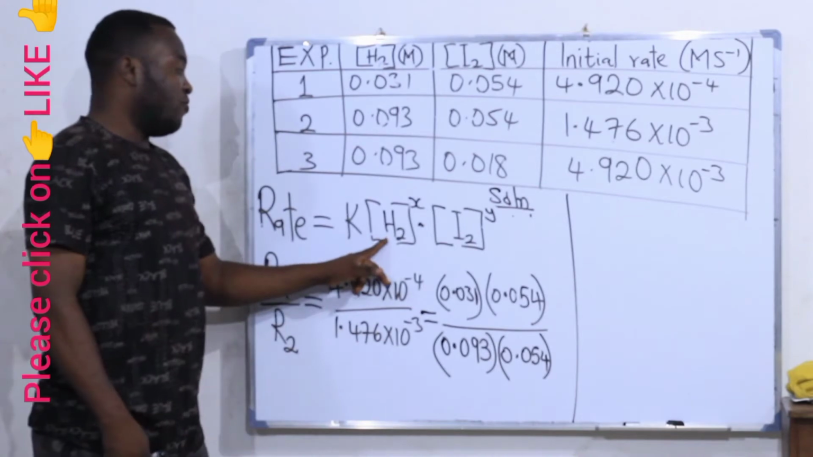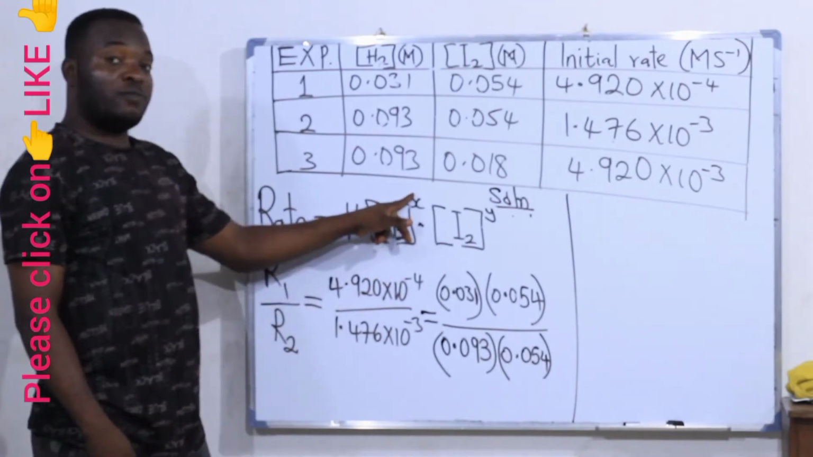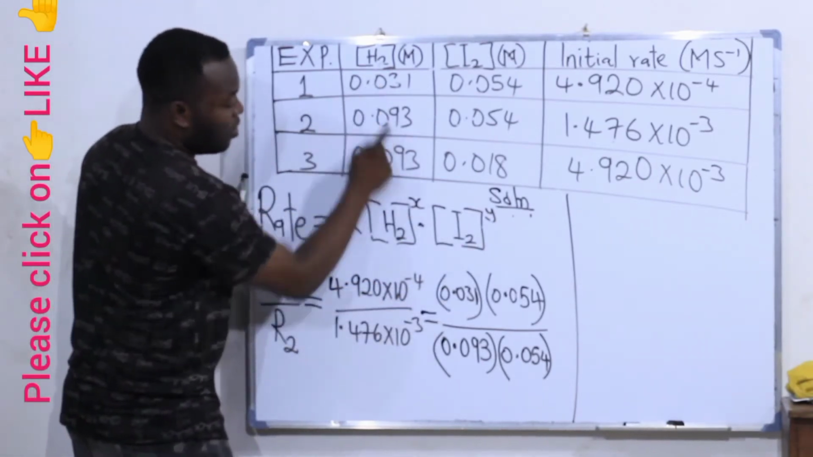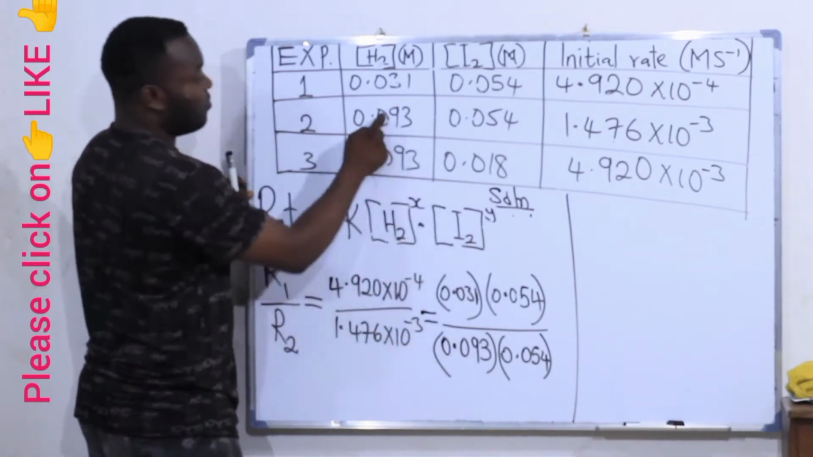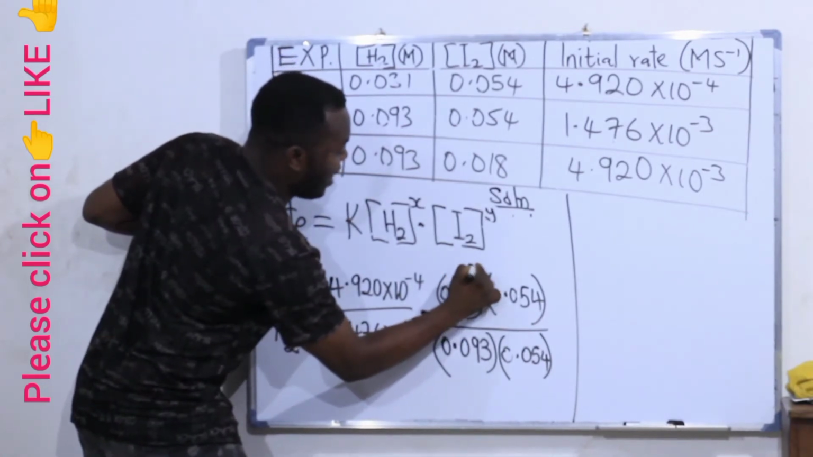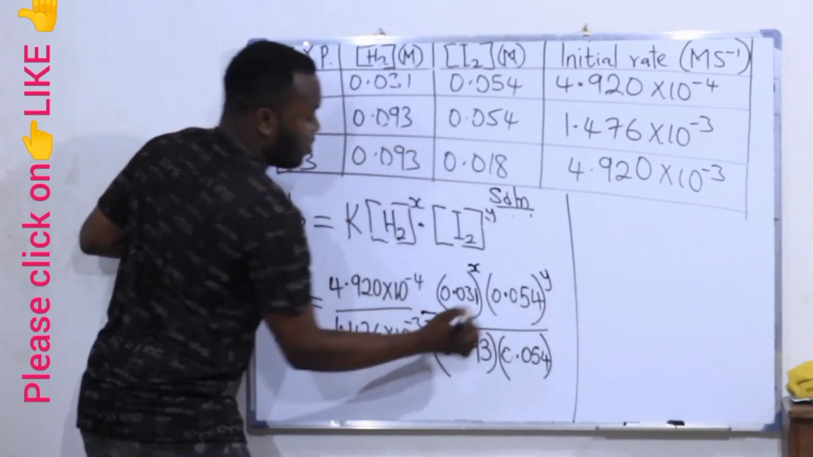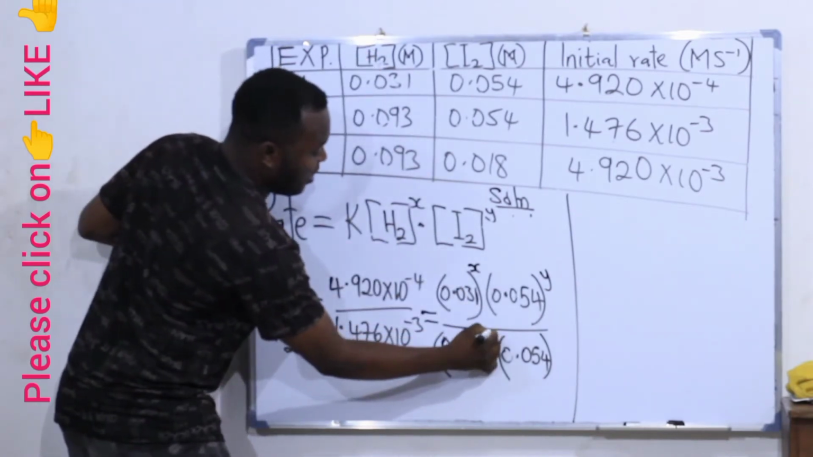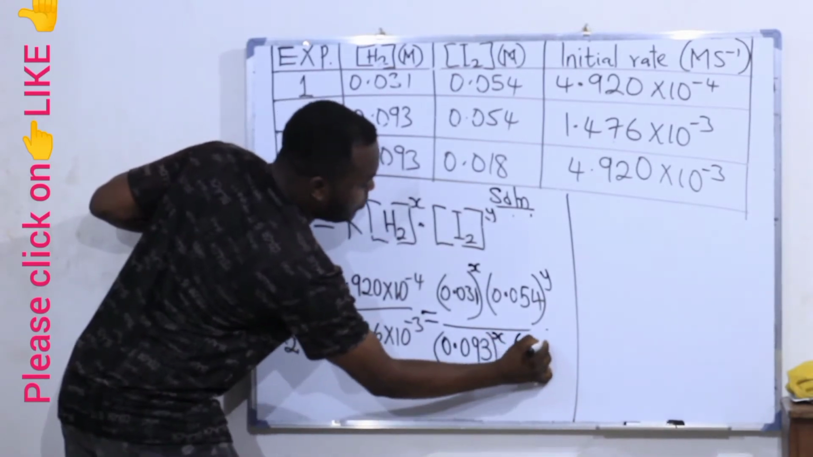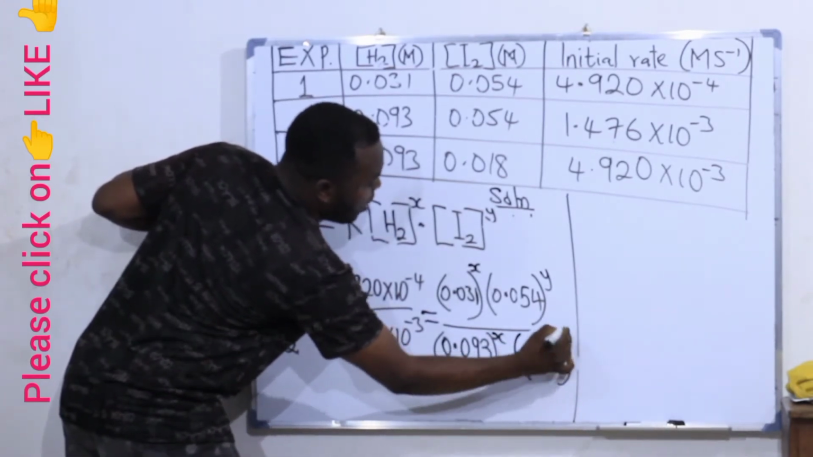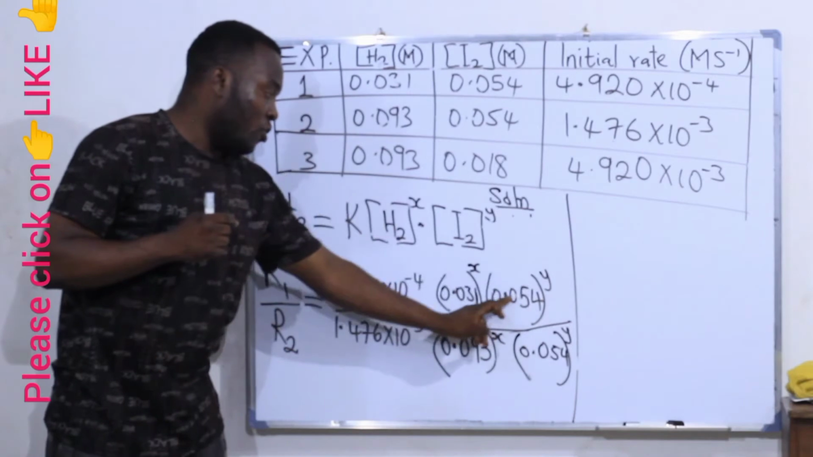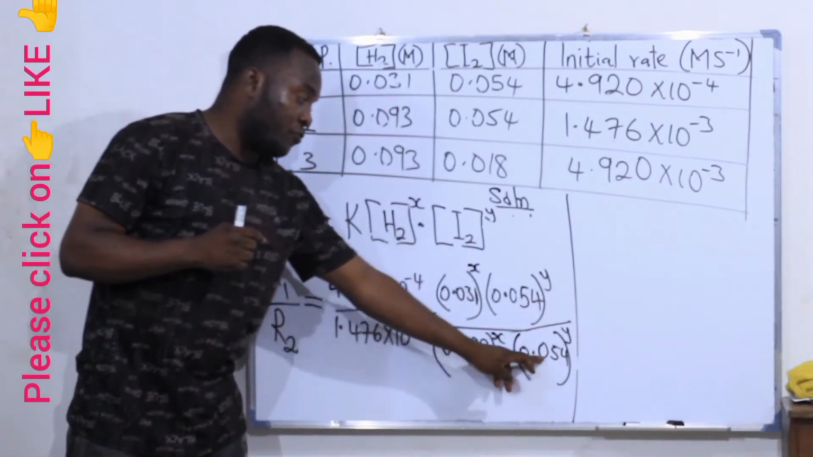Now, with this, I can put in their powers. Remember, the concentration of hydrogen bears power x, while iodine bears y. So here is H, which is x; here is iodine, which is y; here is H as well, which is x; and this one is my iodine, 0.054, which is power y. Now if you look at this, you will discover that 0.054 power y will cancel 0.054 power y.